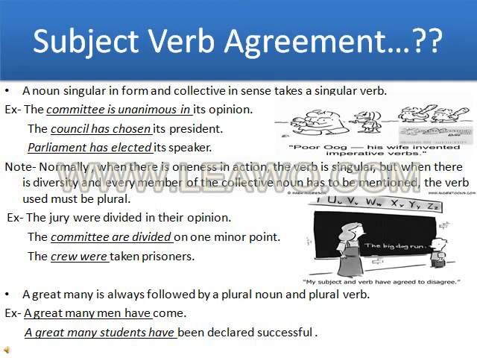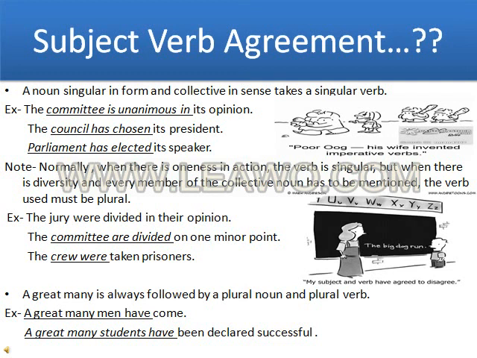Same with the next example: "The council has chosen its president." The council has many members, but their decision is unanimous. They unanimously chose its president. That's why we use a singular verb. Next example, "Parliament has elected its speaker." Parliament is a group of MLAs, MPs and many people, but as Parliament unanimously elected its president, that's why we use "has". Has is a singular verb.